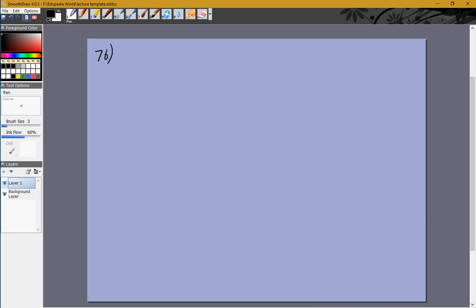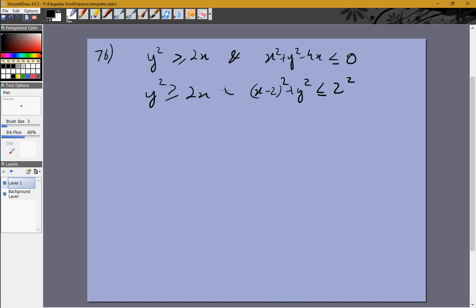We are given the area in square units of the region xy such that y squared is greater than or equal to 2x and x squared plus y squared less than or equal to 4x. I'll just write that as x squared plus y squared minus 4x less than or equal to 0. Or I can even write this as x minus 2 whole squared plus y squared less than or equal to 2 squared, by adding 4 on each side, and y squared is greater than or equal to 2x. These are the two conditions.